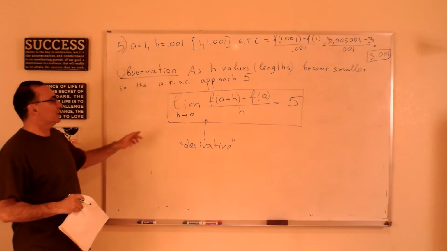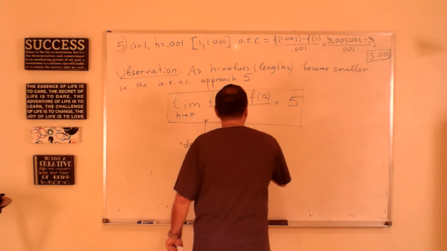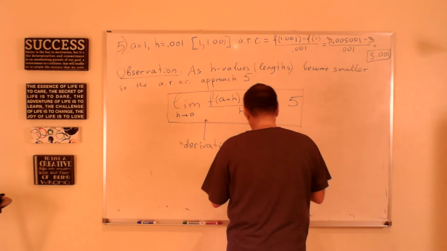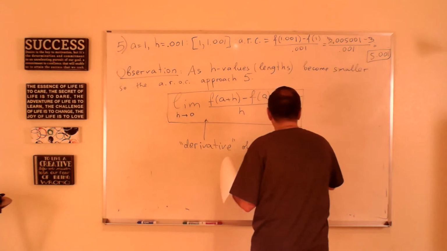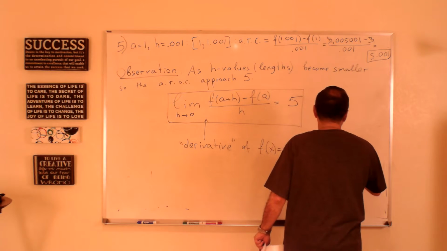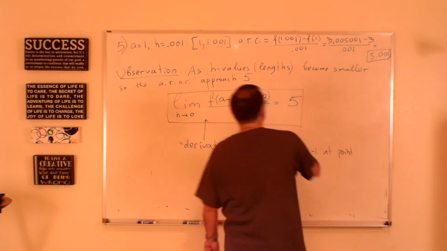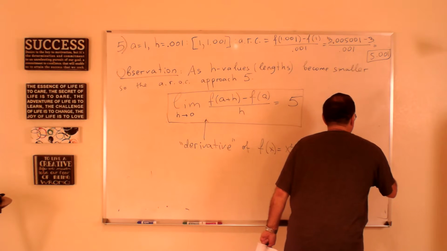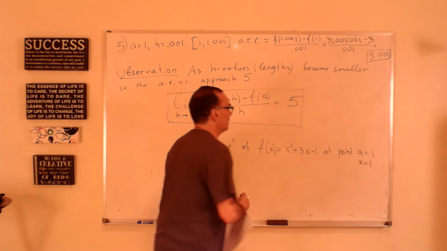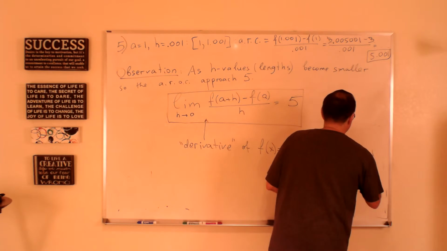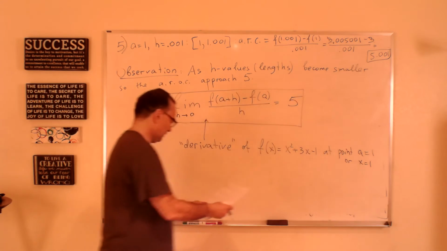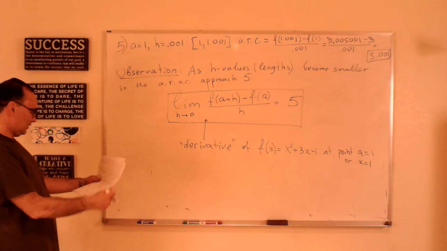More precisely, we call it derivative of function f of x, which in our example was x squared plus 3x minus 5, at point a, or a equals 1, or x equals 1, because this is what we chose for a. So derivative of this function at this point. That's one name of this.